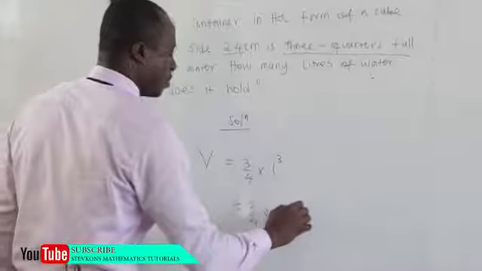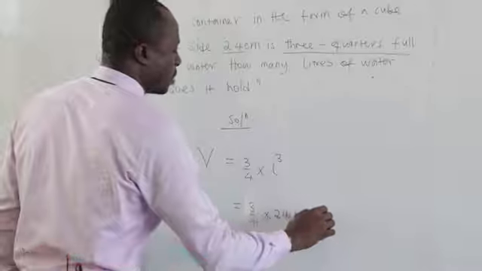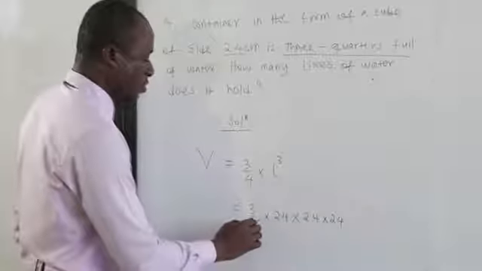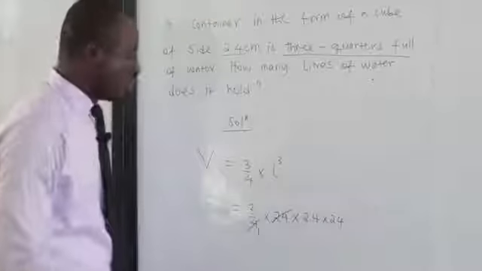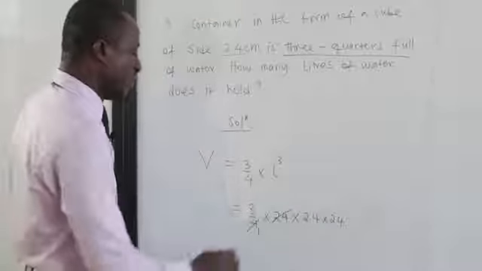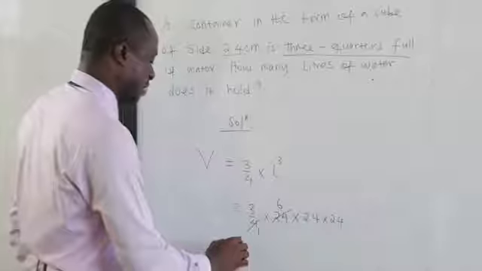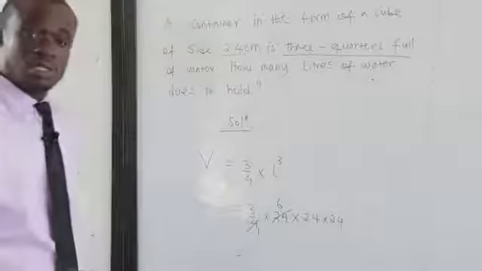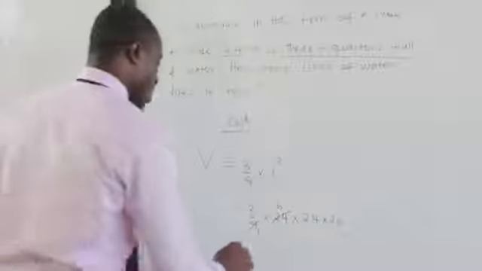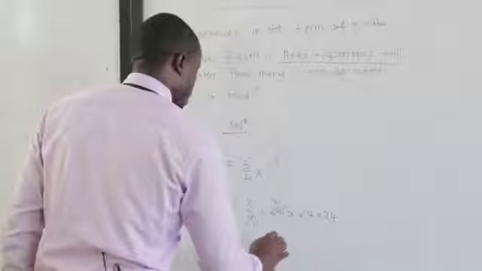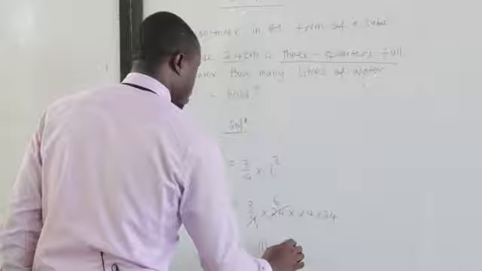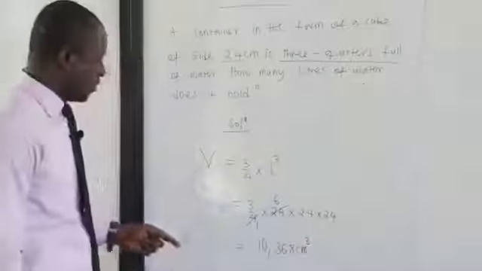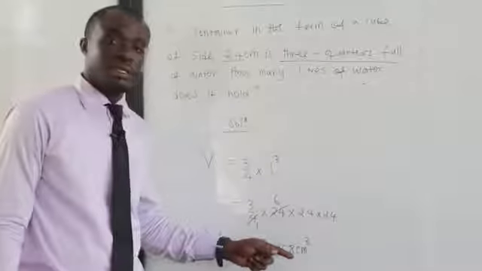We can say 24 times 24 times 24. Now, 4 will go into itself 1. 4 will go into 24, that is 6 times. Now, 3 times 6, that is 18. 18 times 24 times 24, and this will give us 10,368 centimeter cube. So the volume is 10,368 centimeter cube.